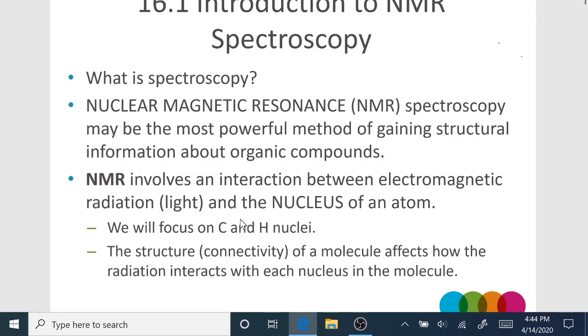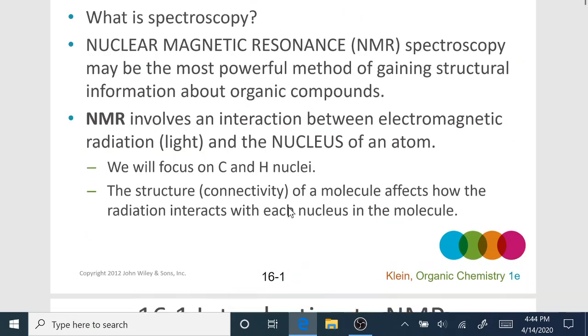We're going to be discussing proton NMR, which means we're going to be looking at the hydrogens in a molecule. At the end of the chapter, we'll discuss carbon-13 NMR, which looks at an isotope of carbon, so we can determine information about the carbons in our molecule. We'll discuss that probably in a separate video. The connectivity of a molecule affects how radiation interacts with that molecule, and that connectivity can give us information about the molecule's structure.